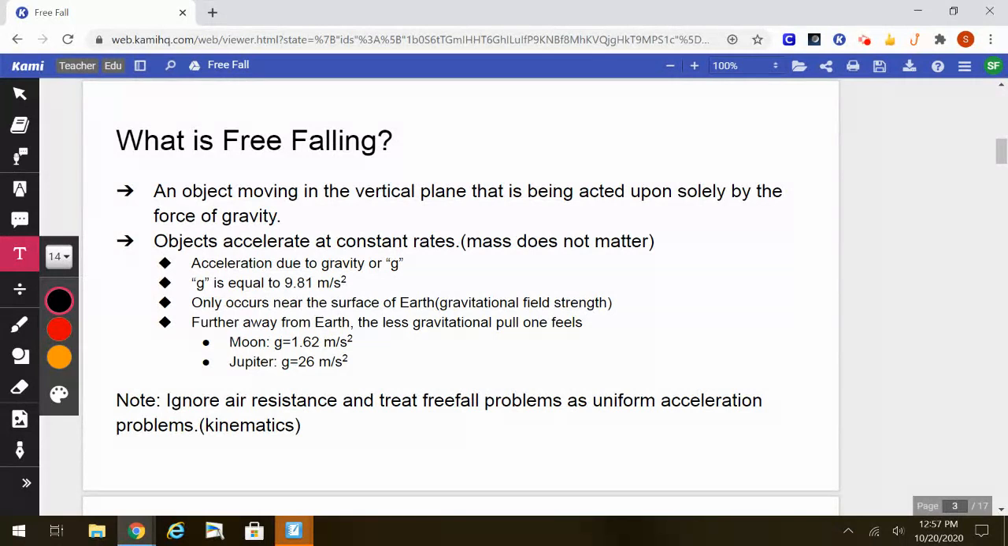We are never going to talk about air resistance. We do not care about air resistance. We always neglect it.